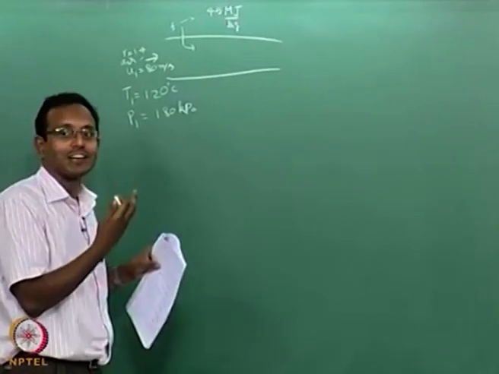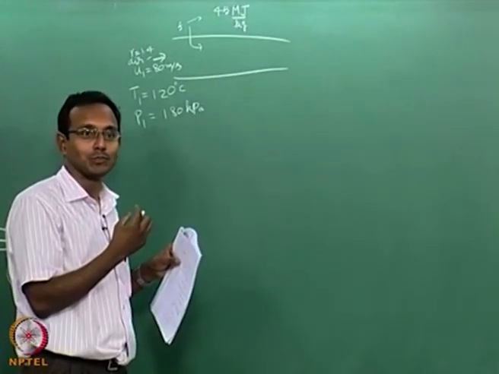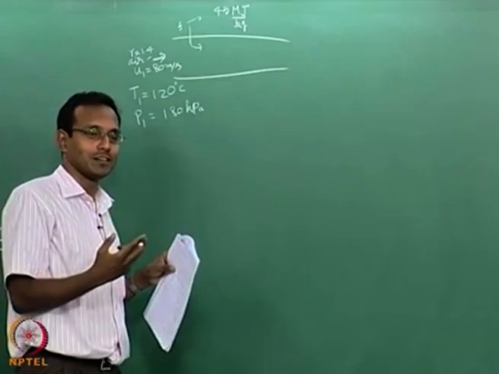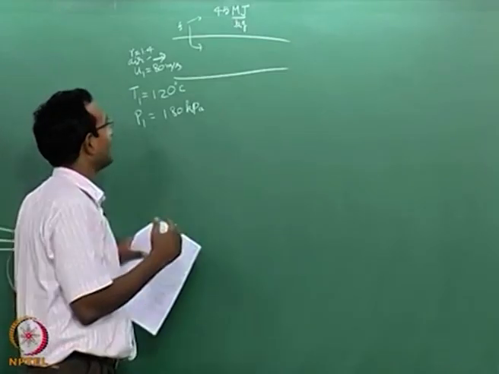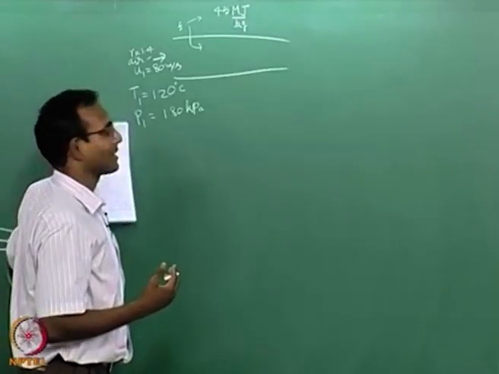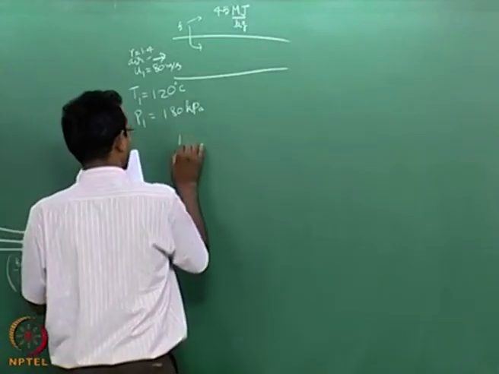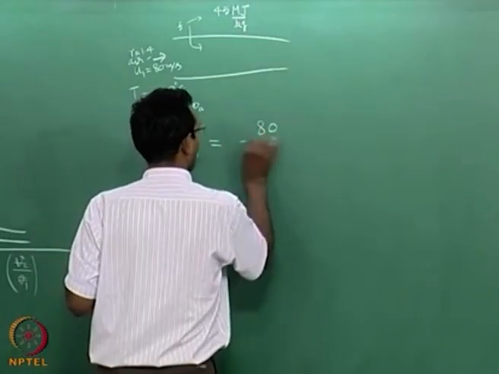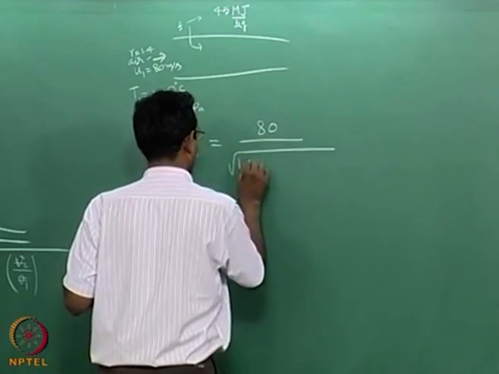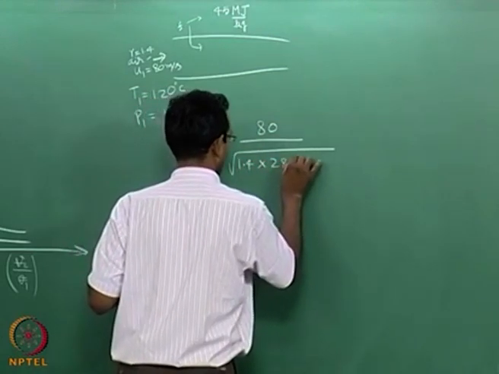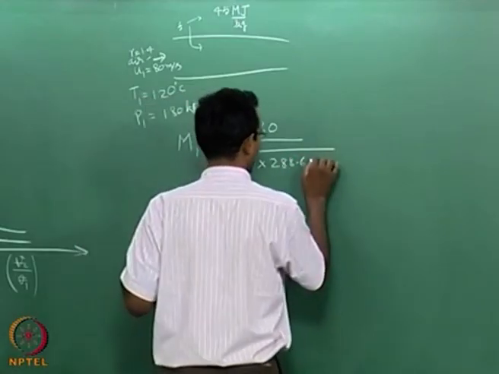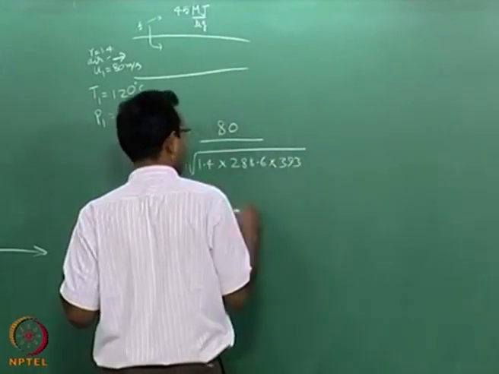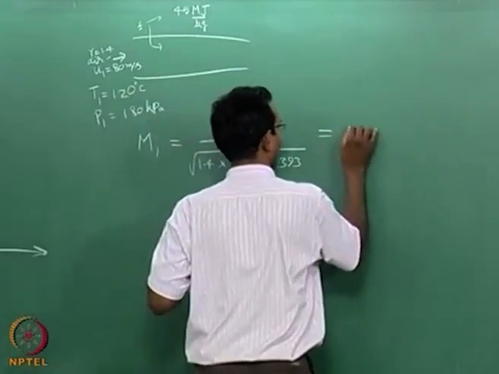I just have to find T naught star, right. I want to find the maximum heat added, that is Q max, which is related to T naught star minus T naught 1. So I need to find T naught star. For that I need to know some parameter at the inlet. Easiest thing for us is the Mach number. So I will find the Mach number here. M1 will be U1 divided by square root of gamma RT, so 80 divided by square root of 1.4 into R, which is 288.6, into 120 Celsius, which is 393 Kelvin roughly. So this is going to give me an answer of 0.2.